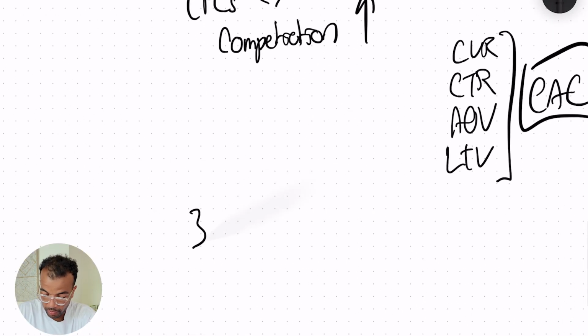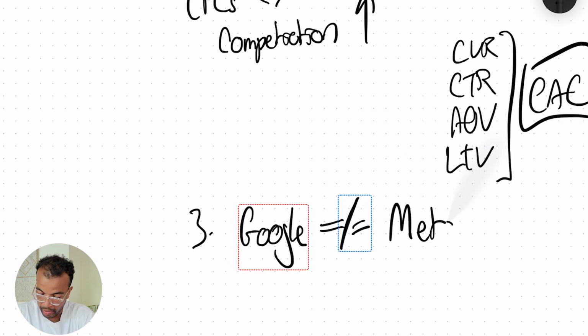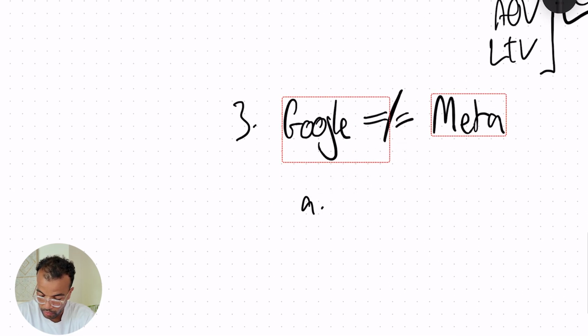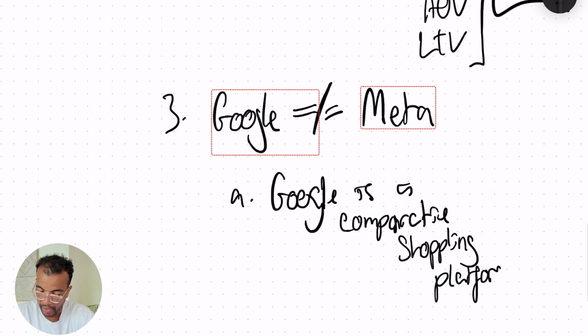Next bit of basics. We have already mentioned Meta, but Google is different than Meta. Google is not Meta. And what I mean by this is this. First and foremost, Google is a comparative shopping platform.